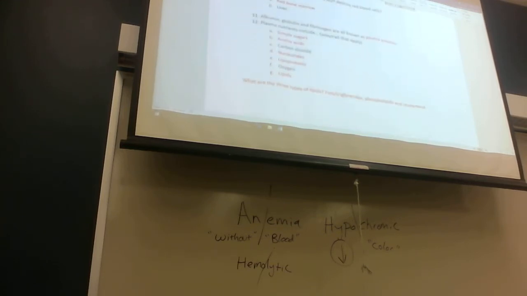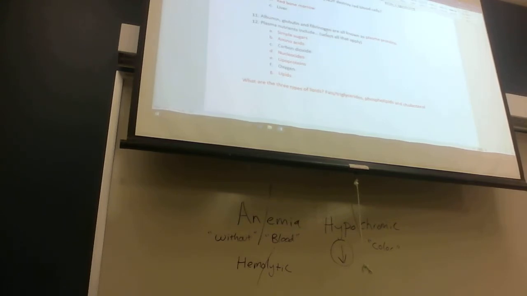So this statement is, which of the three below does not destroy red blood cells? The answer to it is red bone marrow. Red bone marrow creates red blood cells. The spleen and the liver are the two organs that destroy red blood cells.